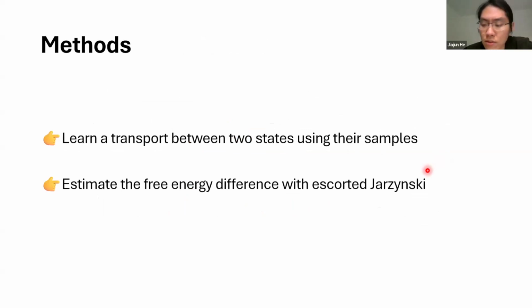So basically, escorted Jarzynski is very good because it's non-equilibrium. It has higher flexibility by this u. So we want to use it by learning a transport between two states we want to estimate.